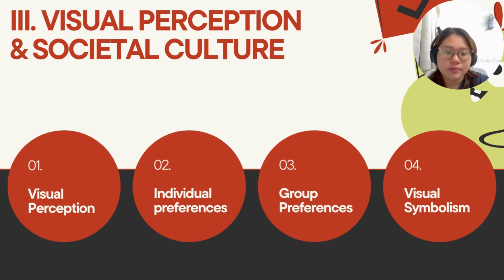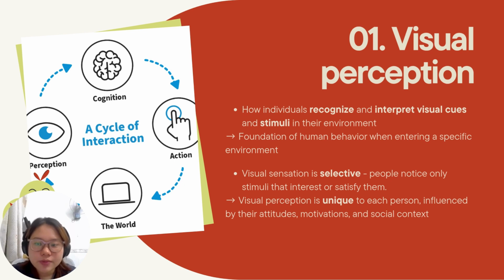Let's dive into the visual perceptions. So what is visual perception actually? Visual perception refers to how an individual recognizes, interprets, and understands the visual cues and stimuli in their environment. Therefore, it becomes the foundation of human behavior when entering a specific environment.